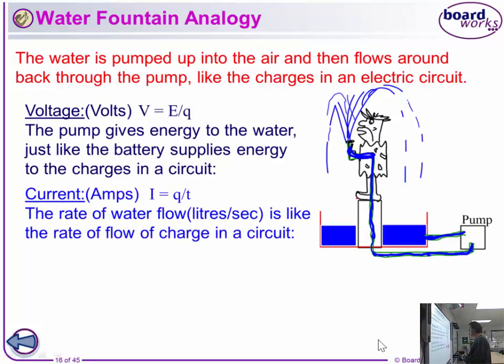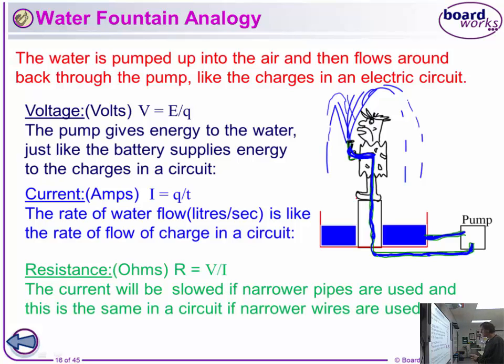The current that's involved with that, measured in amps, is the quantity of charge in a given time. So it's the rate of flow of charge, much like the rate of flow of water in litres per second in this fountain analogy. Okay? The resistance, measured in ohms, measures how much it's going to resist or hold back that current. So if you had a very high voltage producing a very small current, you'd get a very large resistance from the formula R equals V over I, which is known as Ohm's law. The resistance is the voltage divided by the current, and you can rearrange that to different forms.